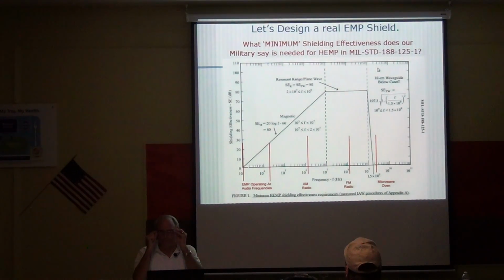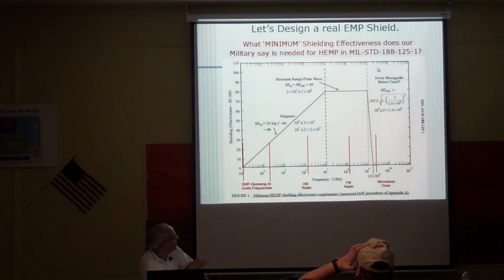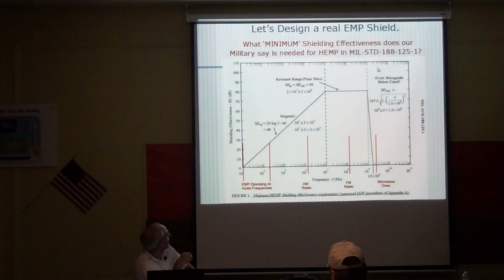Now, let's design a real EMP shield. This particular diagram came out of MIL Standard 188, and this is what the military declassified 12 years ago as their design requirement for anybody selling EMP hardware into the military. On this side you've got shielding effectiveness. Down here you've got the frequency spectrum.